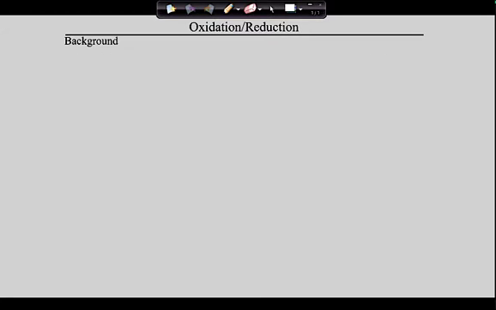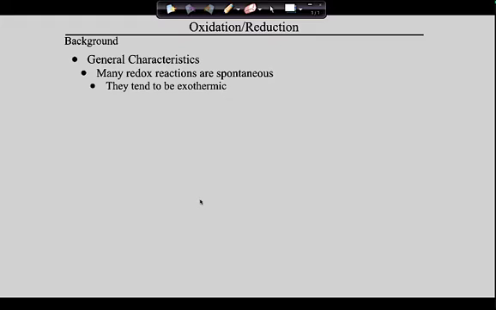Okay, so guys, with that said, we need to go on and talk a little bit more about background. Please don't write any of this down. Trust me on that. Here's the deal. In general, relative to oxidation reduction reactions, first of all, they tend to be spontaneous. These things happen. Doesn't mean they happen fast. Rusting takes a long time, but oxidation reduction reactions tend to be spontaneous, which is of course encouraged by the fact that they tend to be exothermic.